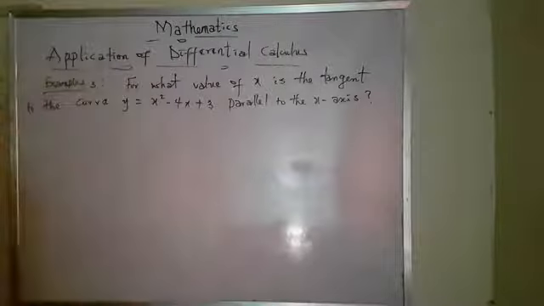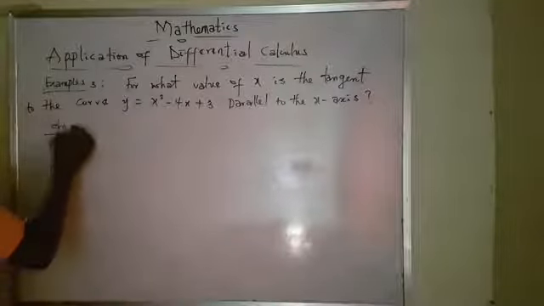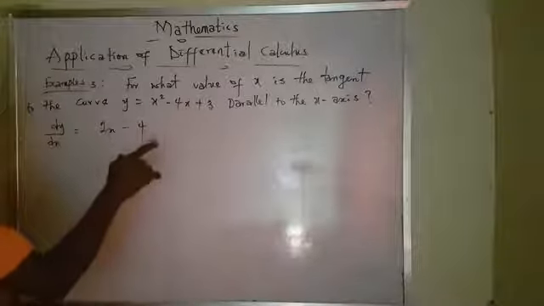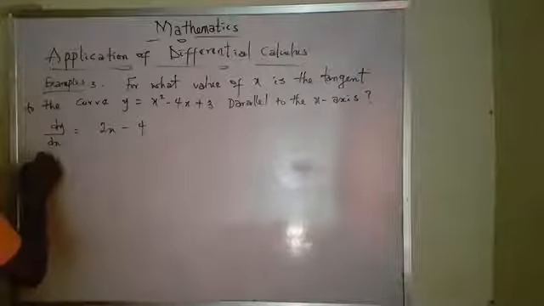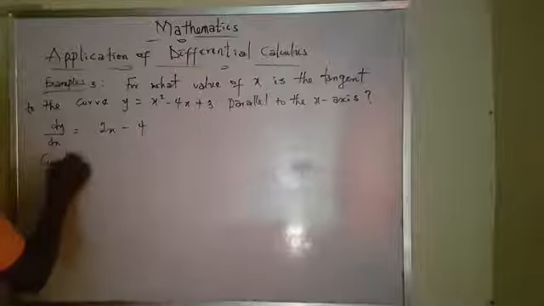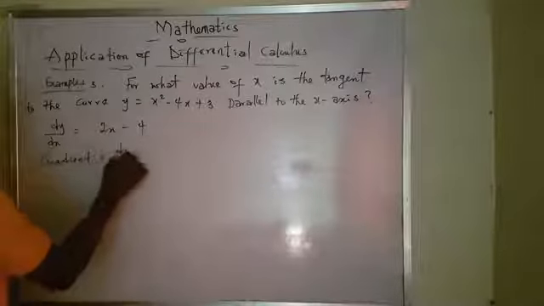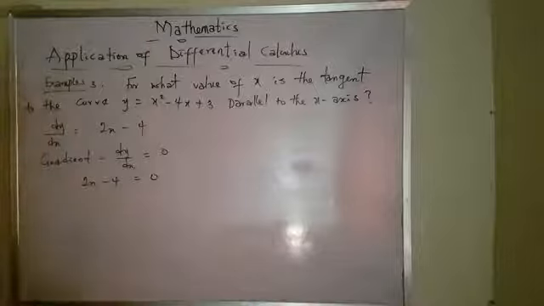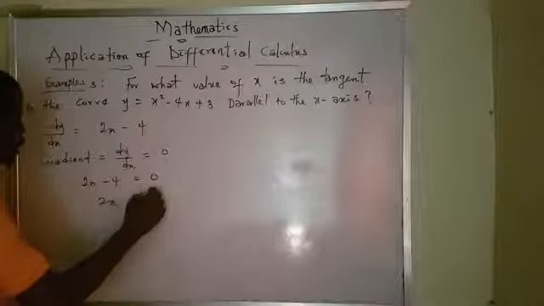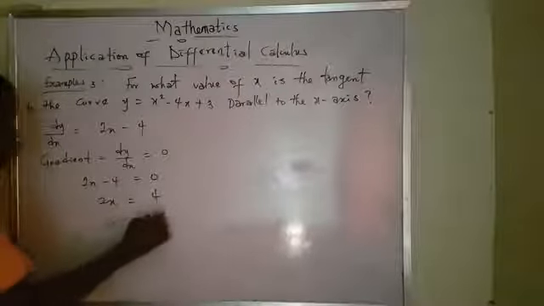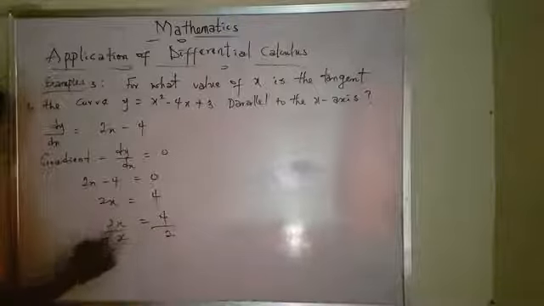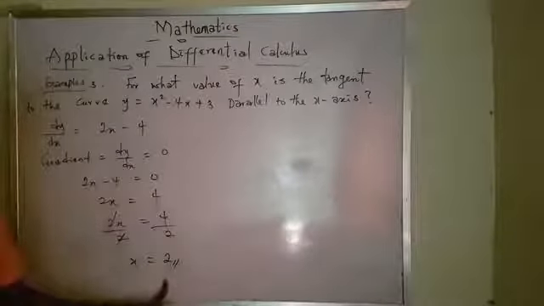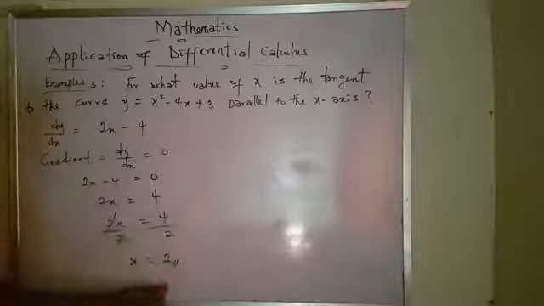So here we have it that dy/dx will be equal to 2x minus 4. And because it's a slope, so gradient, which is equal to dy/dx, will be equal to 0. That means 2x minus 4 will be equal to 0. So we have 2x equals 4. Dividing both sides by 2, x is equal to 2. For what value of x is the tangent parallel? So the point at which the tangent to the curve is parallel to the x-axis is x equals 2.